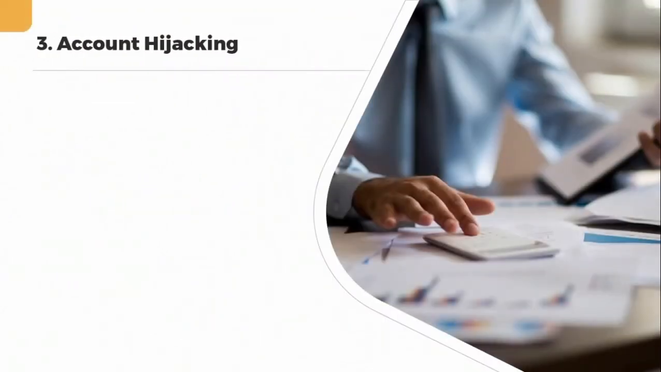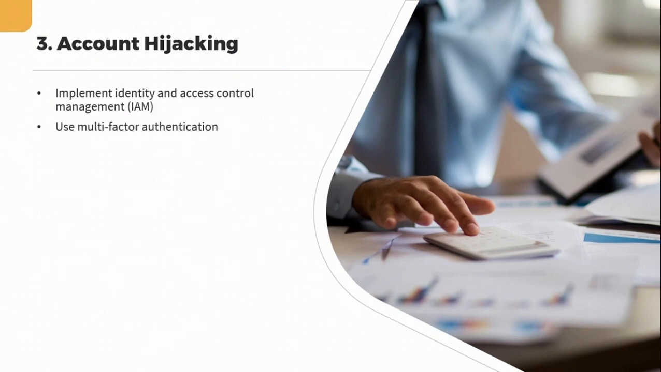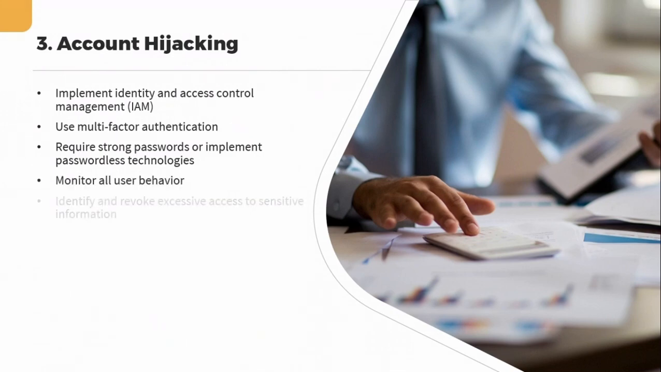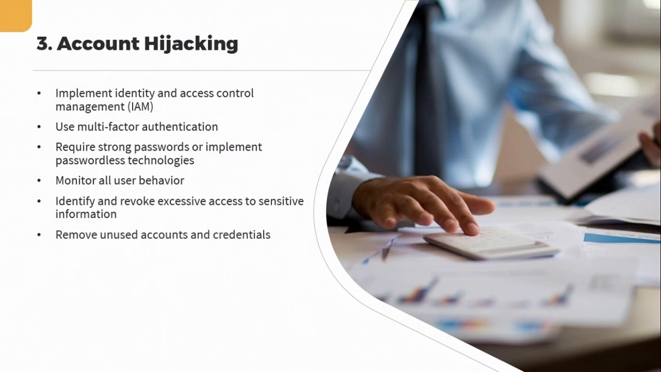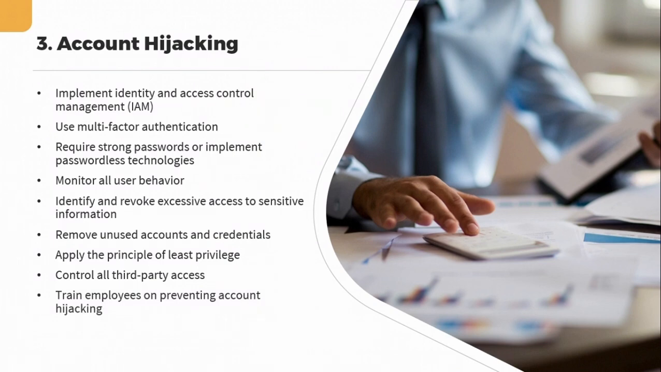Number 3, account hijacking. Implement Identity and Access Management, IAM. Use multi-factor authentication. Require strong passwords or implement passwordless technologies. Monitor all user behavior. Identify and revoke excessive access to sensitive information. Remove unused accounts and credentials. Apply the principle of least privilege. Notice, by the way, there's redundancy here because we'll use some of the same administrative and technical controls as mitigation and countermeasures for these top 5 threats. Control all third-party access. Train employees on preventing account hijacking.